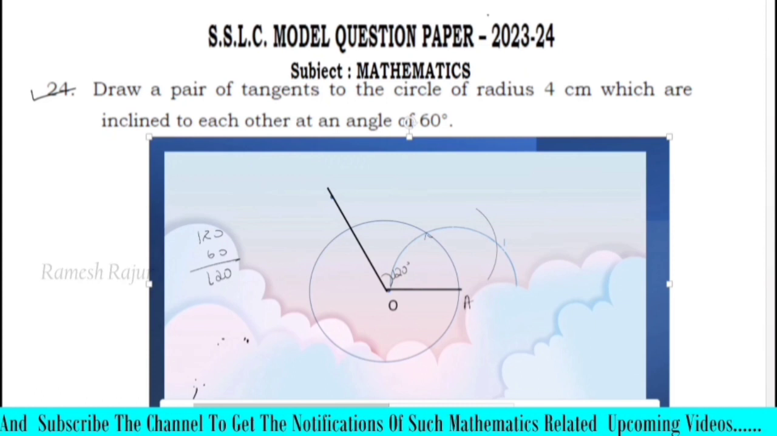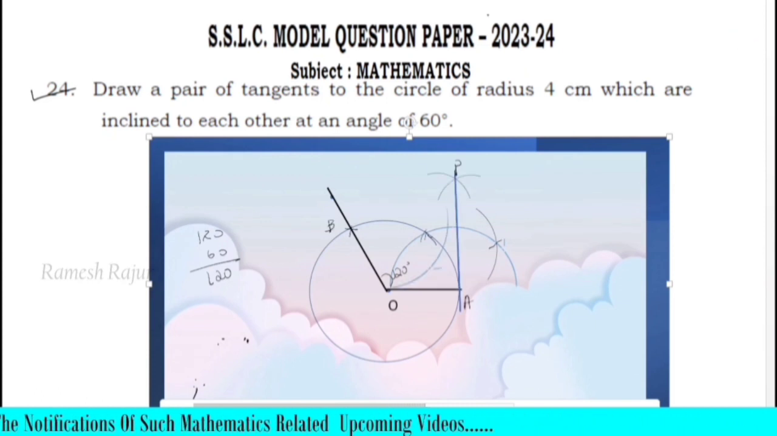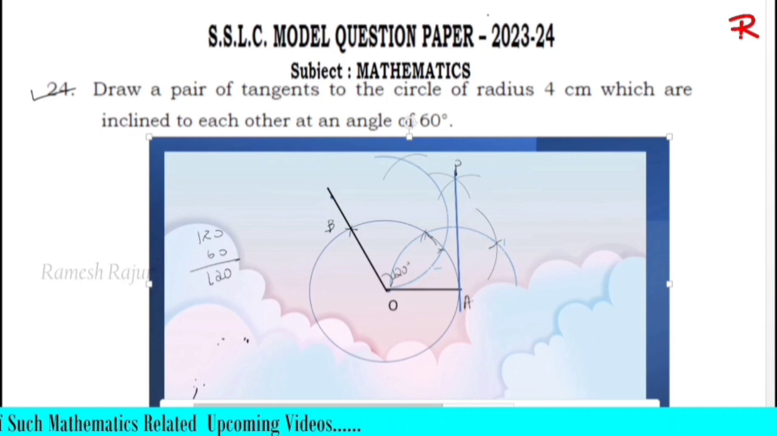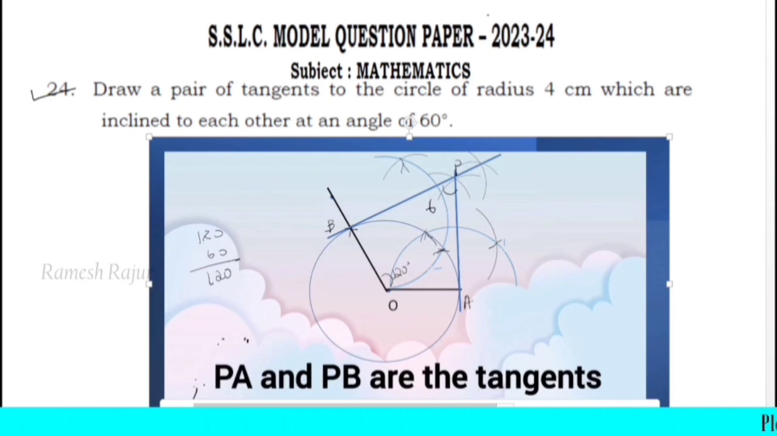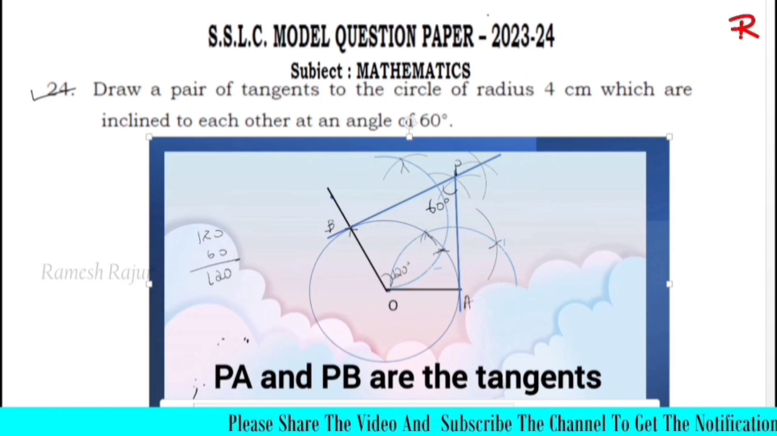Join OA and OB, the radii. Draw the perpendicular lines for OA and OB at the points on the circumference. Let the perpendicular lines join at point P. Therefore, PA and PB are the required tangents.